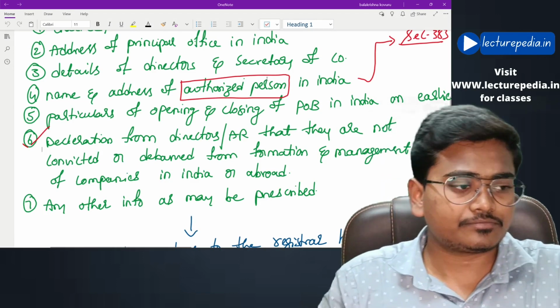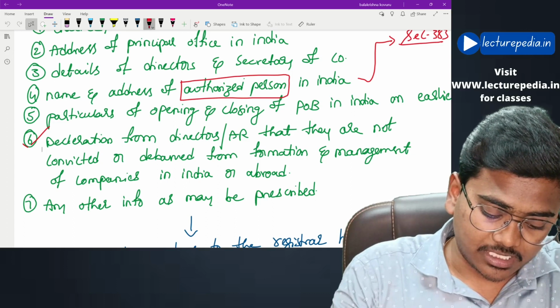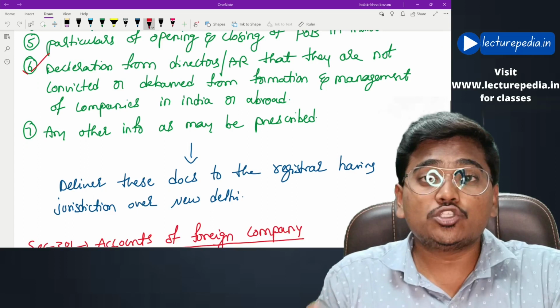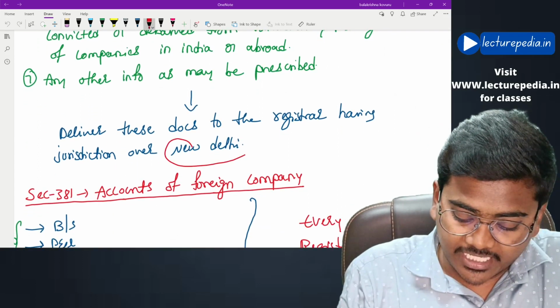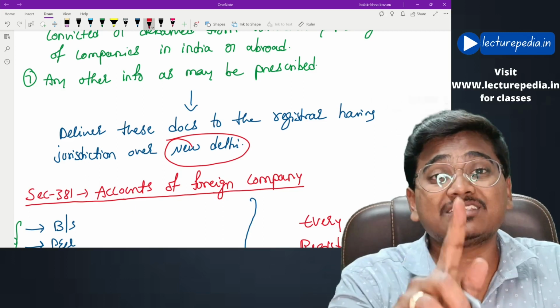Yes, and any other information as may be prescribed. To whom have these to be submitted? They have to be submitted to the registrar having jurisdiction over New Delhi. To such a registrar, all these documents must be submitted within 30 days.